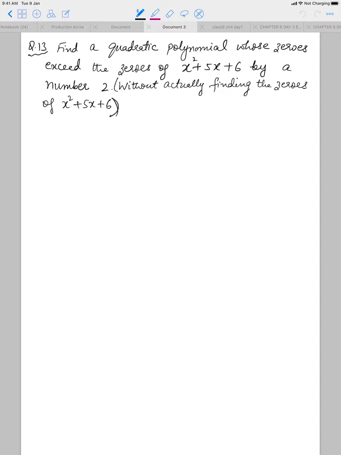Next question is, find a quadratic polynomial whose zeros exceed the zeros of x square plus 5x plus 6 by a number 2. Find a quadratic polynomial. Yesterday I told you, find a quadratic polynomial means you all know the formula is x square minus sum of the zeros into x plus product of the zeros. This is the formula for creating a quadratic polynomial. Now if you know the zeros of a quadratic polynomial, you can find the sum and the product, put it in this expression and you will get the quadratic polynomial.